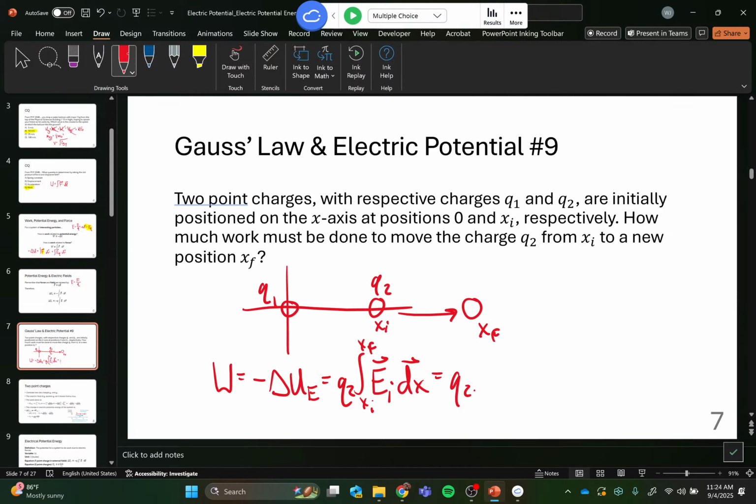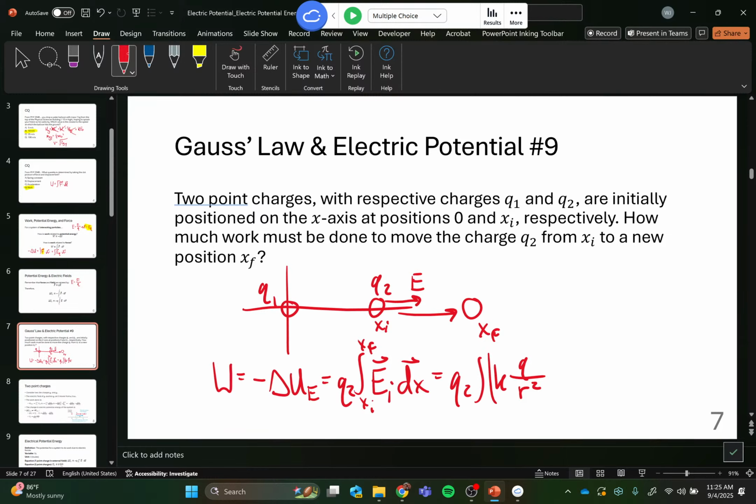Now we just do a substitution. We say, what is the electric field due to a point charge? And it's KQ over R squared. Now, something I'm going to do right now is get rid of the dot product. The direction of the electric field is going to be parallel to the direction that it's moving. So this charge is going to make an electric field pointed to the right.